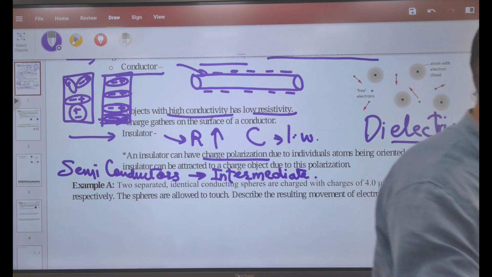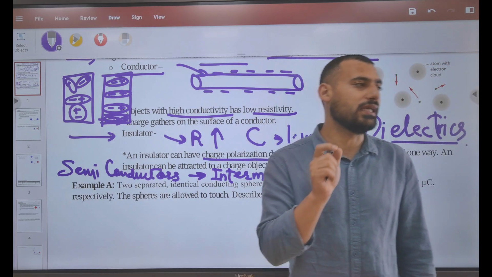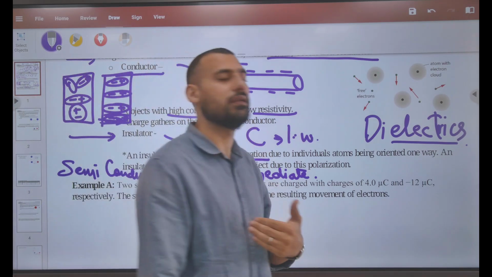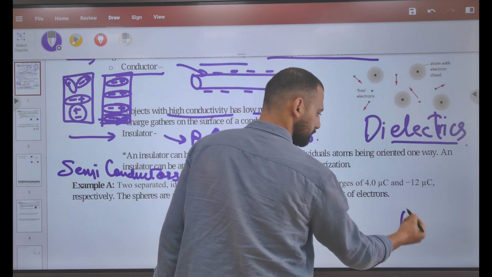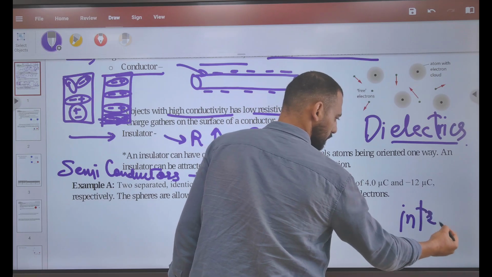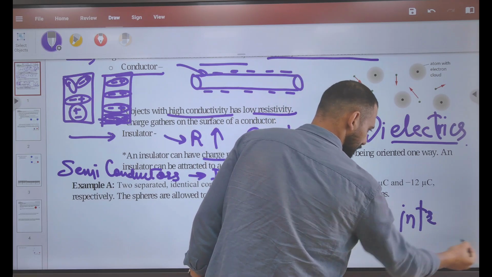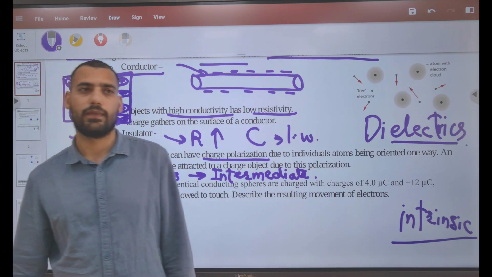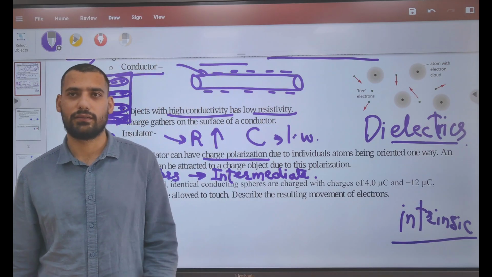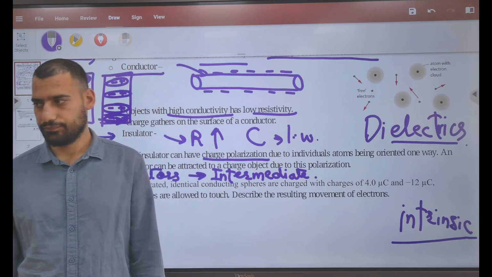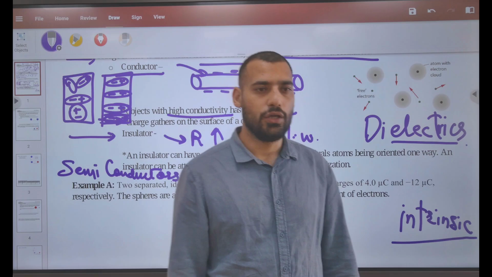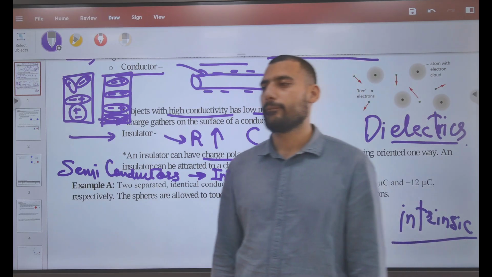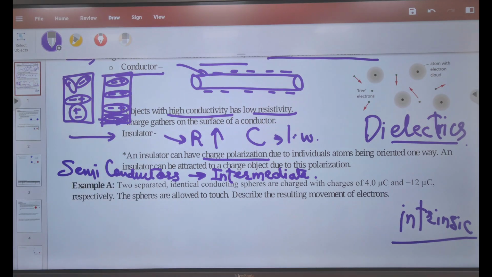Charge is an intrinsic property of matter. Intrinsic means it is present within. Charge is an intrinsic property of matter, due to which a body can attract or repel other bodies.